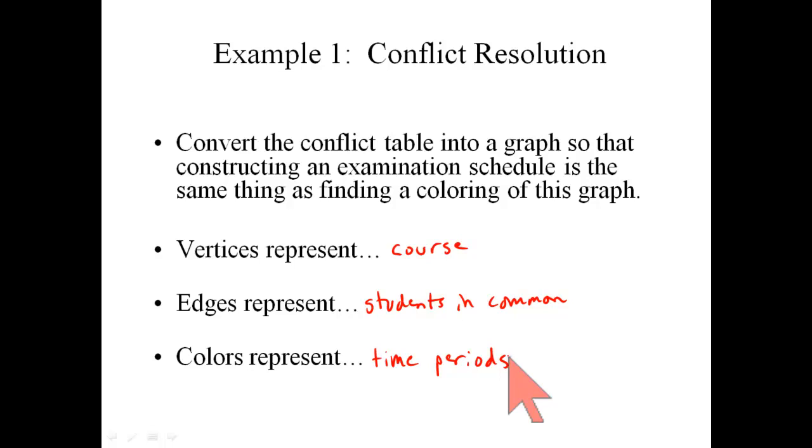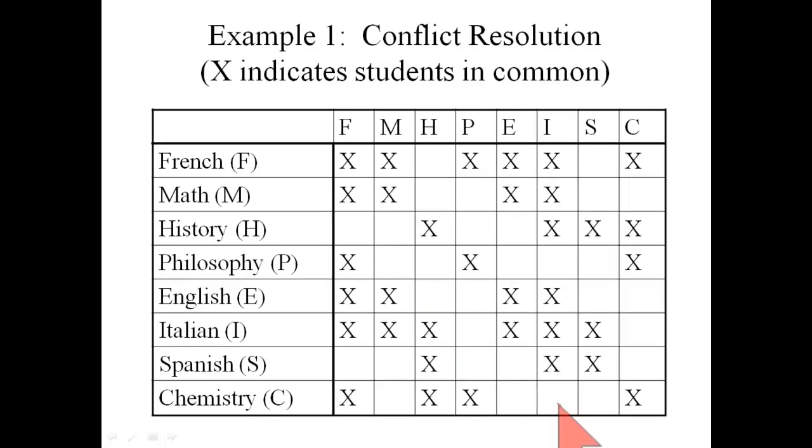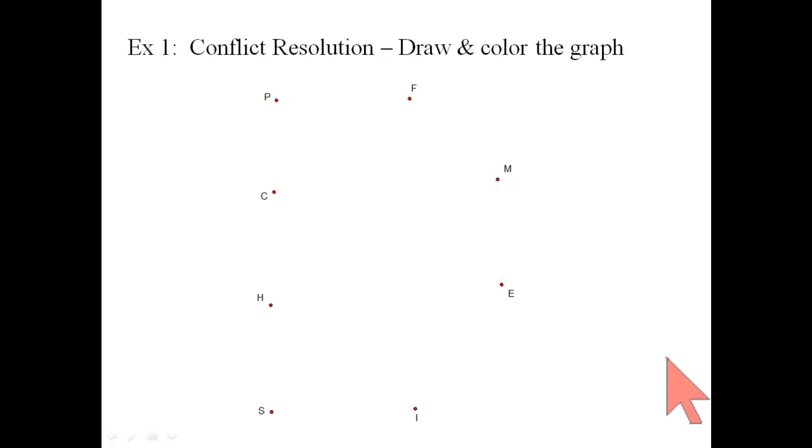Now, what we're going to do, as I said, is take this tabular information and draw a corresponding graph for it. To get us started, I've actually arranged the vertices here. So remember, there was a French course, so now there's an F vertex. There was a math course, there's an M vertex. There's a history course, there's an H vertex. And now let's add edges as needed.